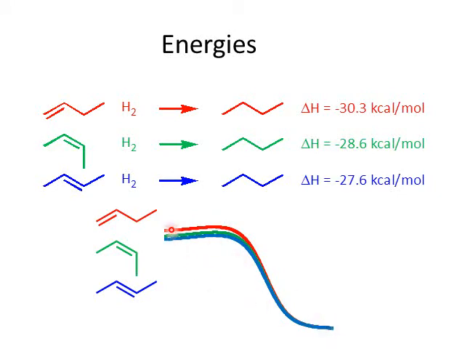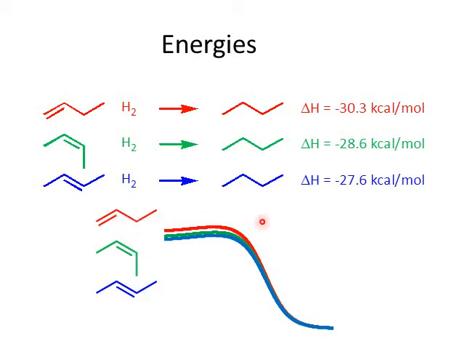And if I know that the starting material for the terminal alkene is more exothermic going to the butane than the internal, this is the alkenes where the pi bonds are in the middle of the chain, I know that this had to start at a higher energy place, since they all have to end at the same place.